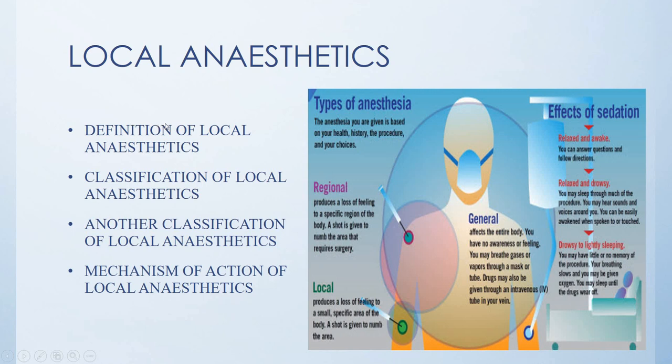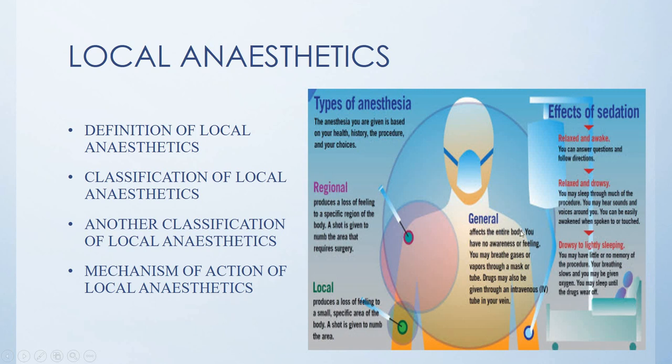So this is the contents of the local anesthetic presentation. That is the definition of local anesthetic, classification of local anesthetics, another classification of local anesthetics, and the mechanism of action. On the right hand side, you can see a picture that I have provided that shows the types of anesthesia. Anesthesia is basically two types, that is general and local. And here one more is added, that is regional. Now let's see what's general anesthesia.